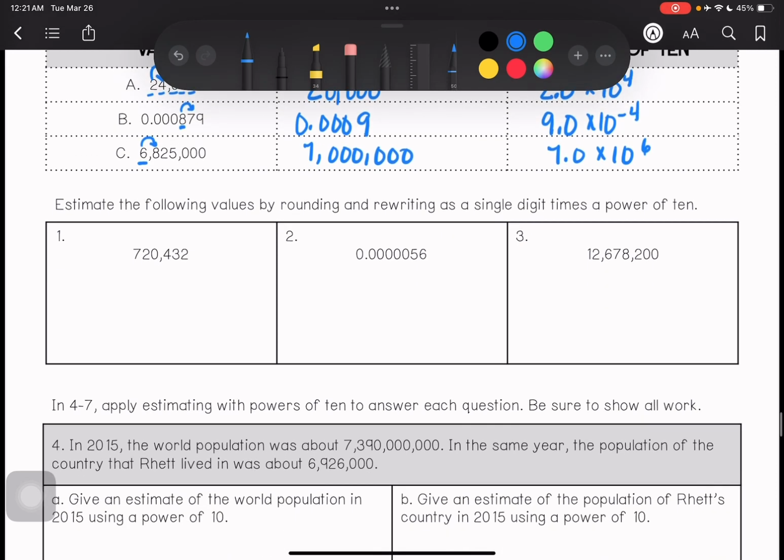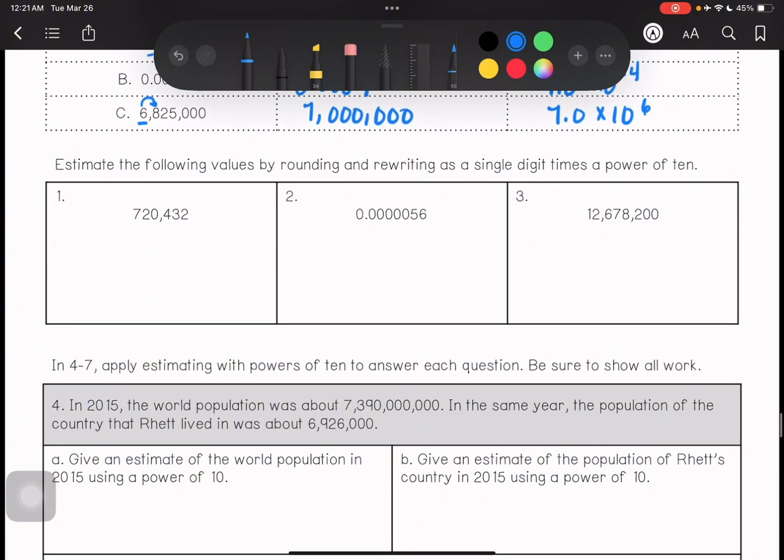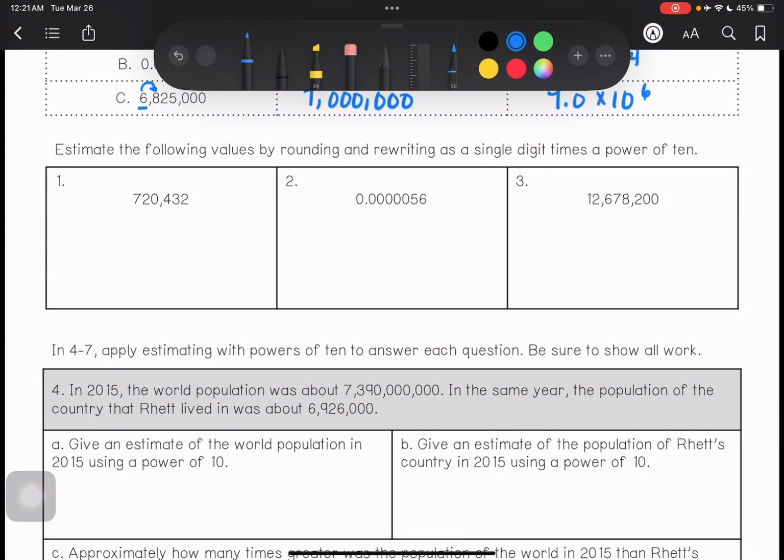It says estimate the following values by rounding and rewriting as a single digit times the power of 10. So again, we're rounding to the nearest whole number. Look to the right. That number is 4 or less, so we're going to let it rest. So this is rounded to 700,000, which is 7.0 times 10 to the 5th power.